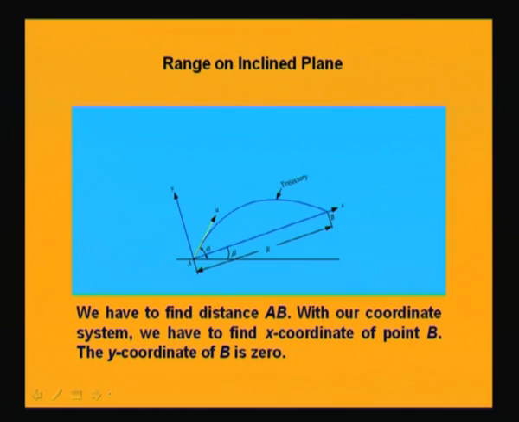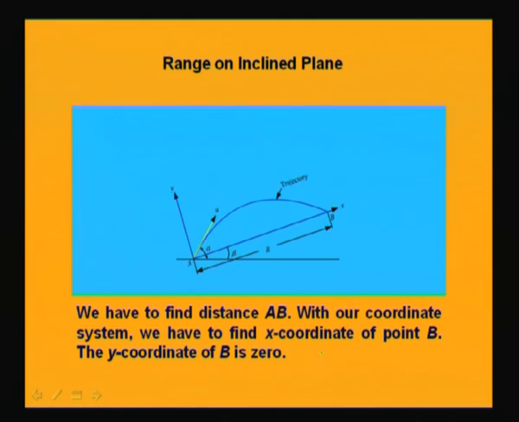Now, after we found out the equations of this motion, let me discuss the range on inclined plane. In this figure, AB is the range of the particle on inclined plane. It starts from A, reaches some distance here, and again falls back to B. So, we have to find distance AB with our coordinate system.